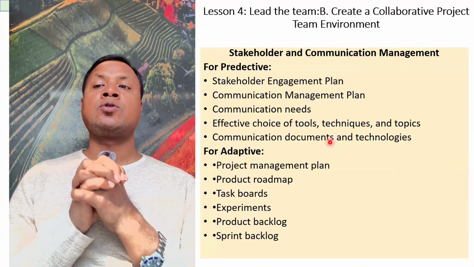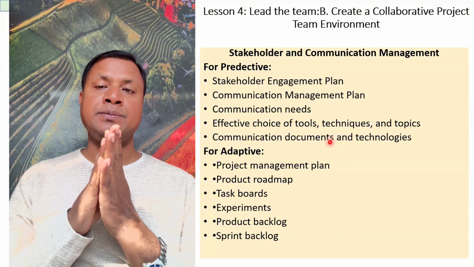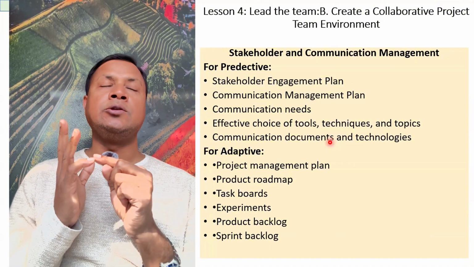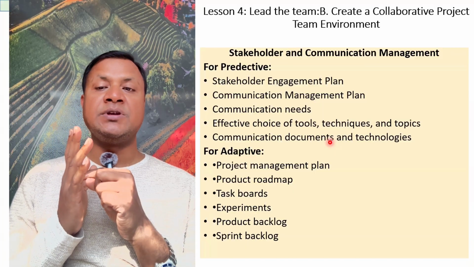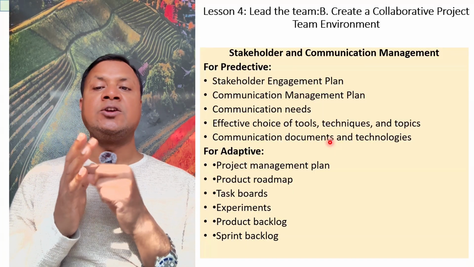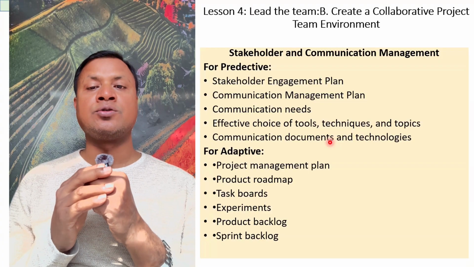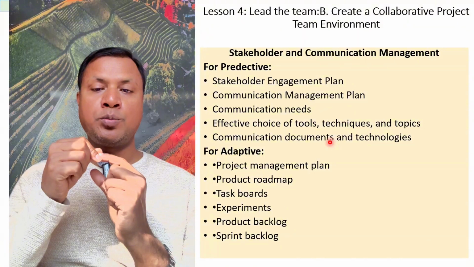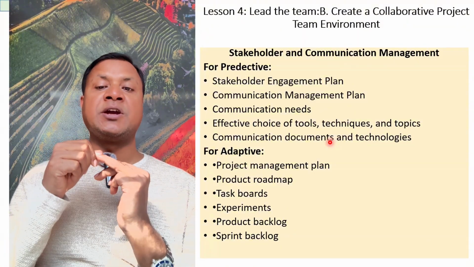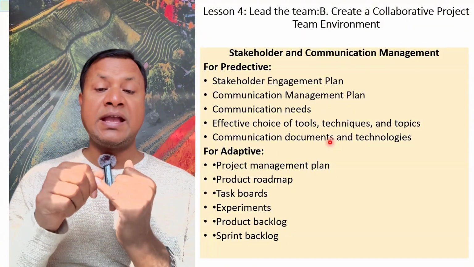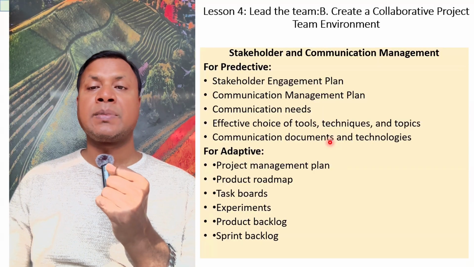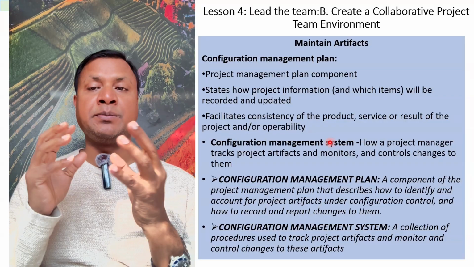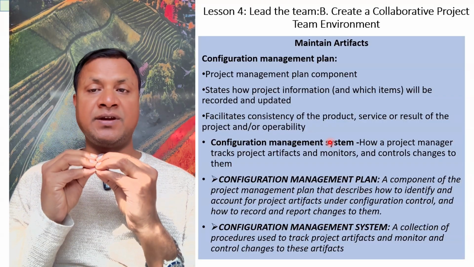So, stakeholder communication management. For predictive, you have the stakeholder engagement plan, you have the communication management plan, you have communication needs, you have effective choice of tools, you have communication documents and technologies. For adaptive, you have the project management plan, you have the product roadmap, you have the task board, you have experiments, you have the product backlog and sprint backlog. So you have to actually configure the management plan, maintain the artifacts.